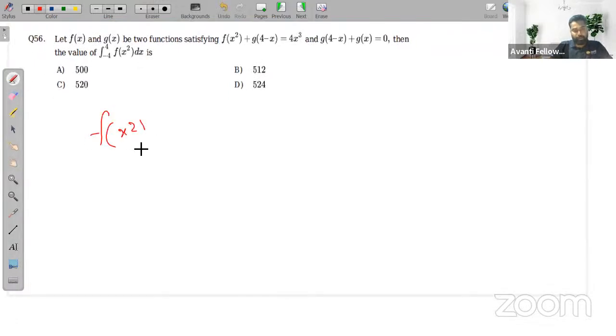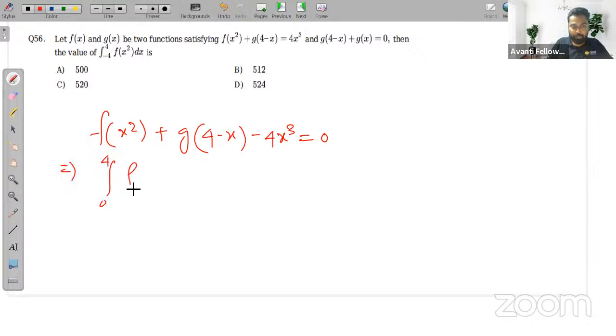f of x square plus g into 4 minus x is equal to minus 4x cubed. So I'm taking this 4x cubed to the left hand side, and writing the equation of this. And what I'm doing, I'm integrating from 0 to 4 each of the terms.